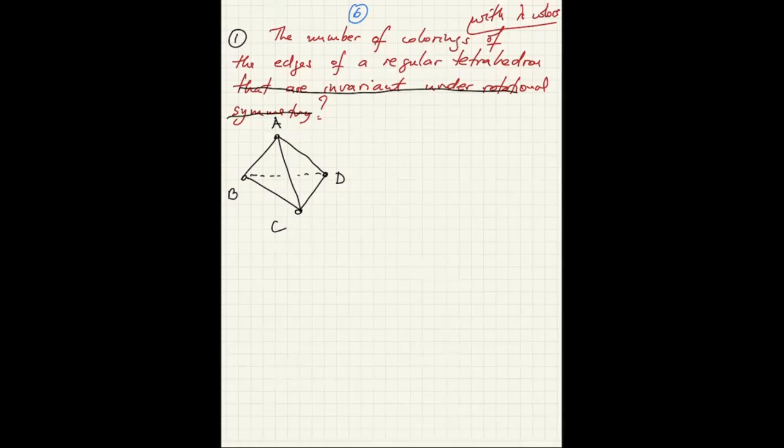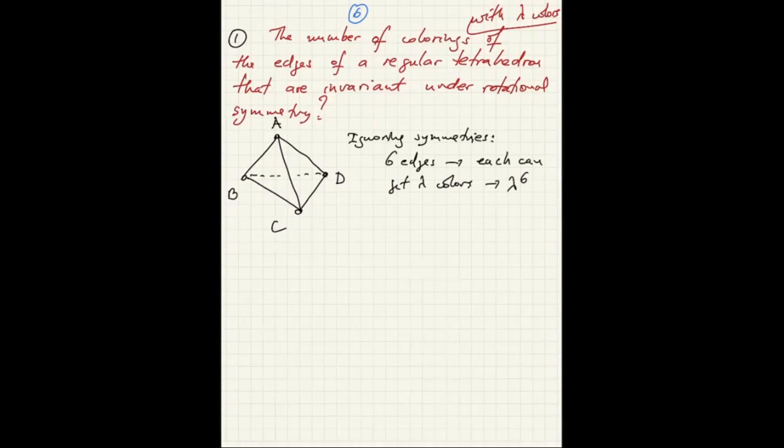So if we ignore these rotational symmetries, you have 6 edges, and each of them can get lambda colors, so you get lambda to the 6 colorings. So lambda equals 2, you get 64. Lambda equals 3, you get 3 to the 6, 729. Okay, but now we are not going to ignore the symmetry.